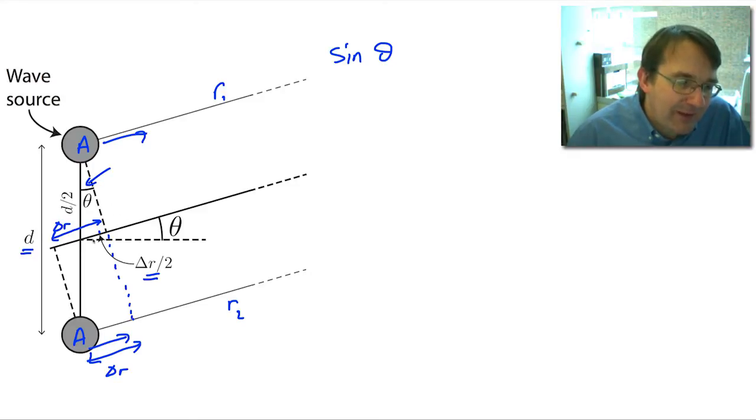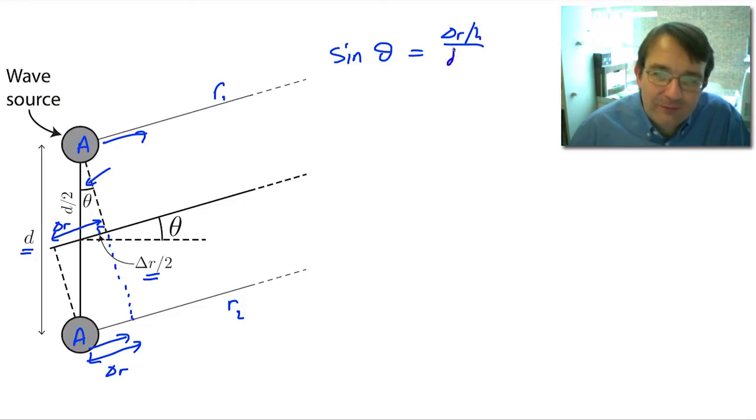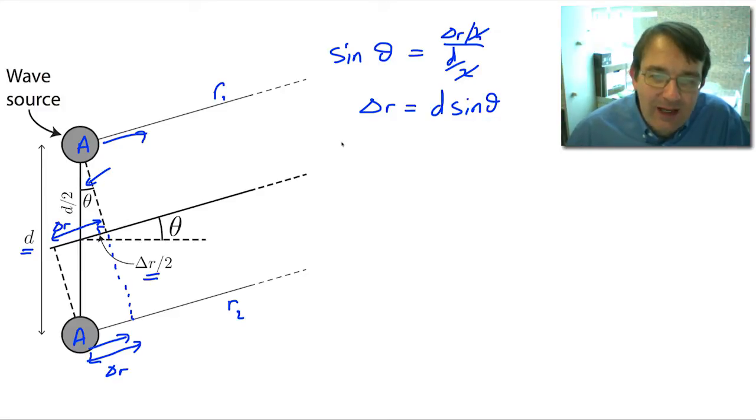So the sine of theta is the opposite, which is delta r over 2, divided by the hypotenuse, and the hypotenuse, since this is the right angle here, is just d over 2. So the halves are going to cancel, and if I take the d up to this side, I get that the difference in propagation length is just the separation of the sources multiplied by the sine of theta.